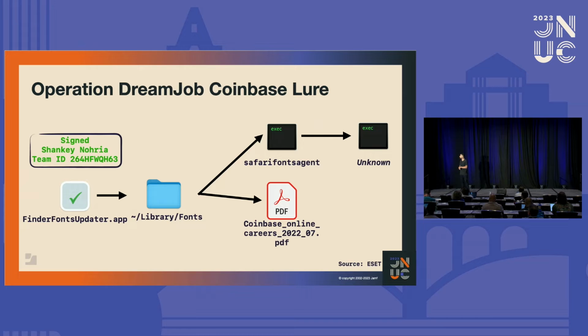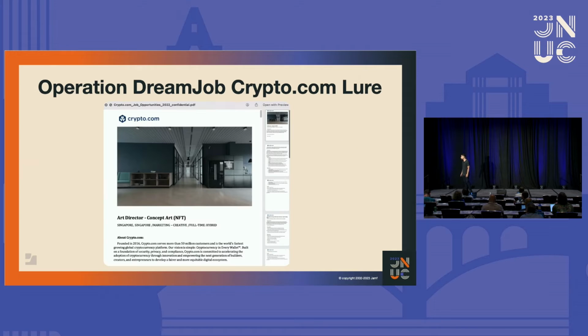It also retrieves a second stage called Safari Fonts Agent. The first stage payload essentially opens this PDF document, displays it to the user, and retrieves the second stage component. From the second stage component, the malware executes to retrieve a third stage component. Unfortunately, the third stage component was not available since the command and control server was offline, so it's pretty unknown what the objective was there. But we do see Lazarus using these decoy PDF documents in previous campaigns.